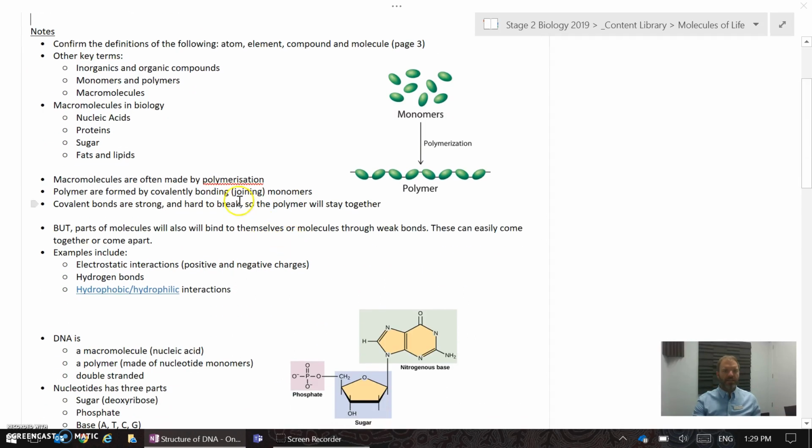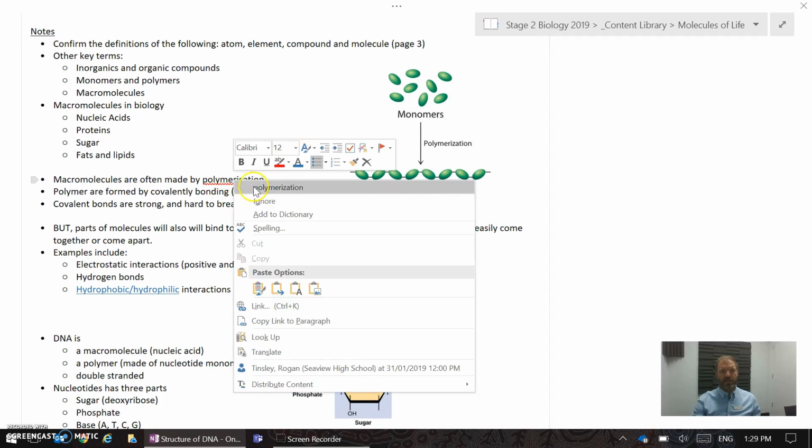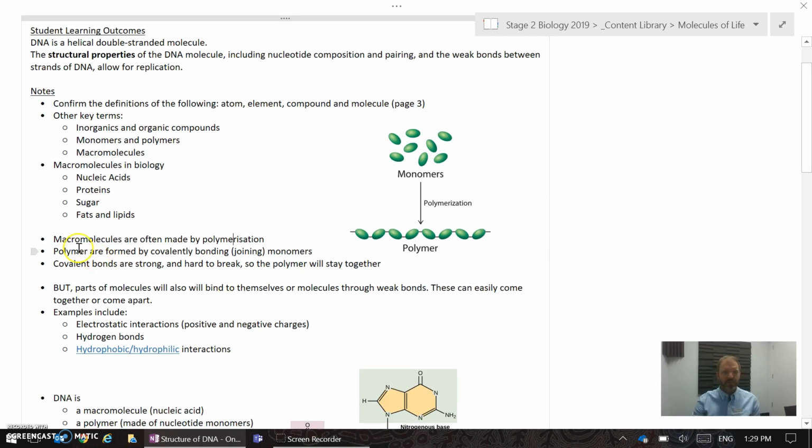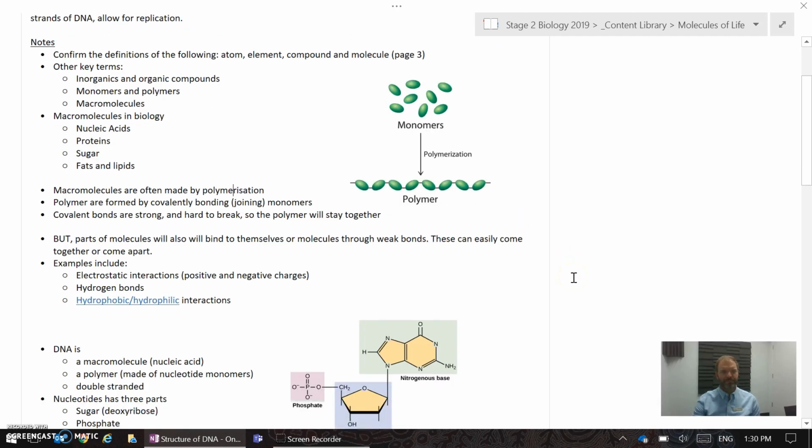So as it says here, let me just allow that one. That's the S version, which I prefer, rather than the Z version, but it's up to you. So polymers are formed by covalently bonding or joining monomers together, and these are strong bonds that are hard to break. So this is all joined up and connected.